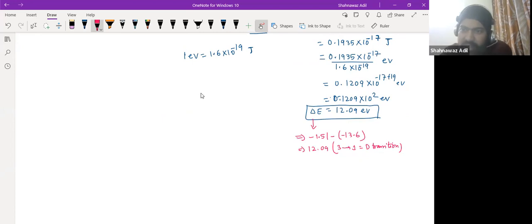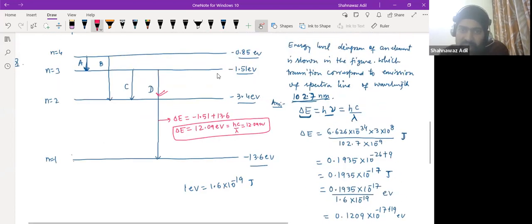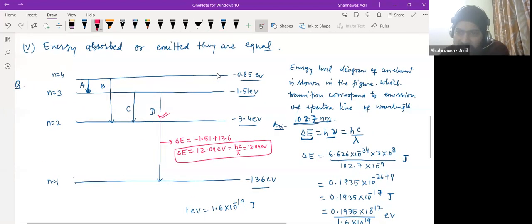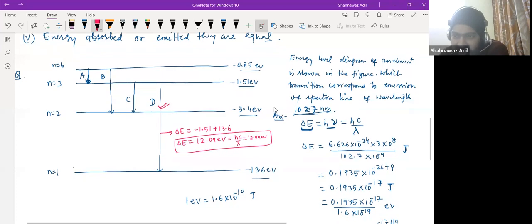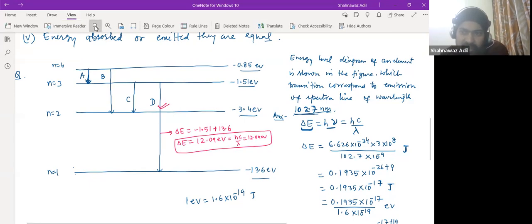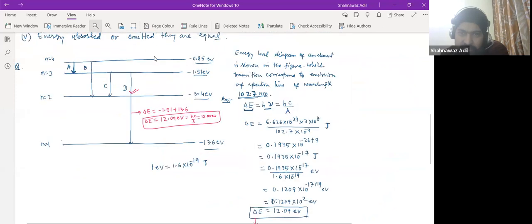Is this question clear, guys? Whenever this kind of question comes, you have to calculate the corresponding energy difference and then check in your energy level diagram which difference corresponds to that energy. Only that energy would be permissible. Right? So is this clear, everyone?